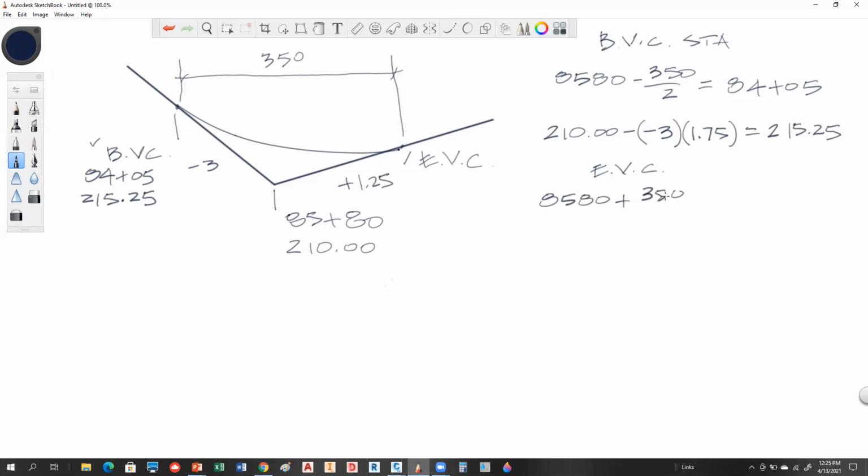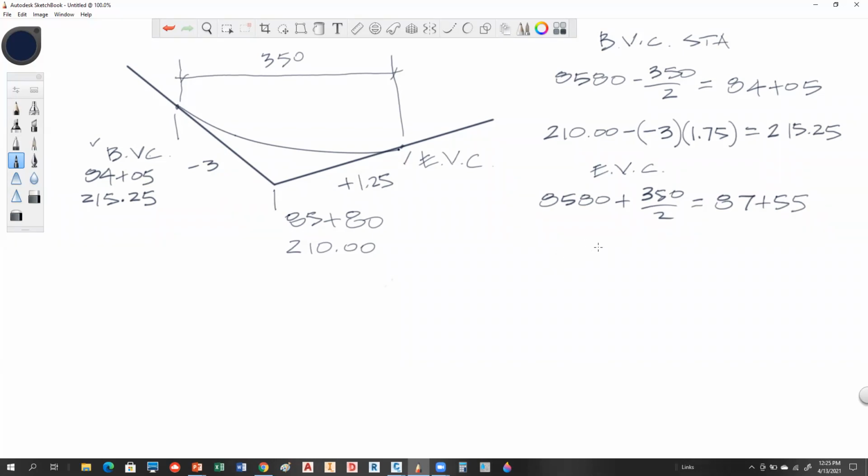Okay. So now we've got the EVC, and that's going to be equal to your PVI station plus half of the distance of L. So notice here I'm working in feet, okay? So sometimes you're working in feet and sometimes you're working in stations, but it's not that big of a deal. You just got to remember what's going on there. So this is 87 plus 55. That's what I'm coming up with. Anybody agree with that number?